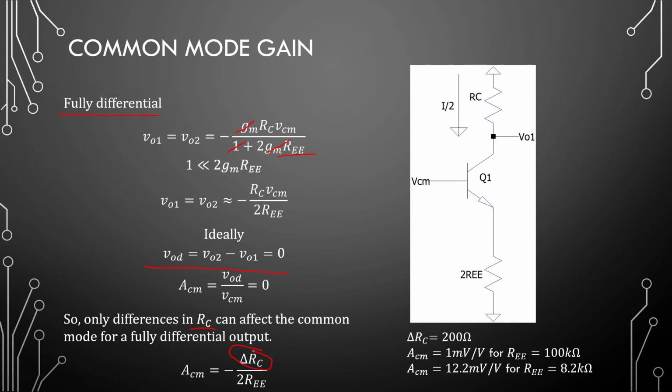So a difference in the collector resistors will be our common mode gain for fully differential. So a difference of 200 ohms, this will be 1 millivolt per volt for a 100 kilo ohm resistor being used, and 12.2 millivolts per volt for a 8.2 kilo ohm resistor being used. And this is when we are using a resistor bias and not a current source.